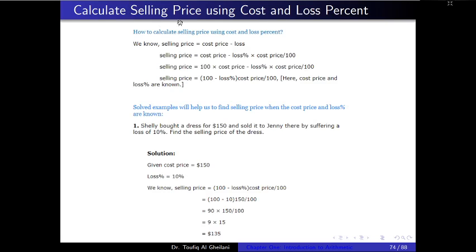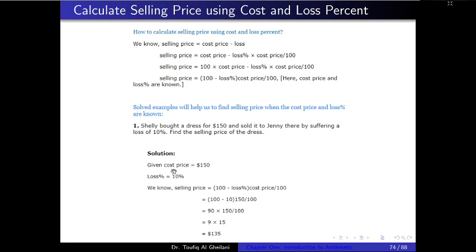Now, calculating a price using the cost and the loss percent. Same formula, but now we use minus: (100 minus loss percent) times cost price over 100. Here also the cost price and loss percent are known. Shelly bought a dress for $150 and sold it to Jenny, thereby suffering a loss of 10%. Find the selling price of the dress.